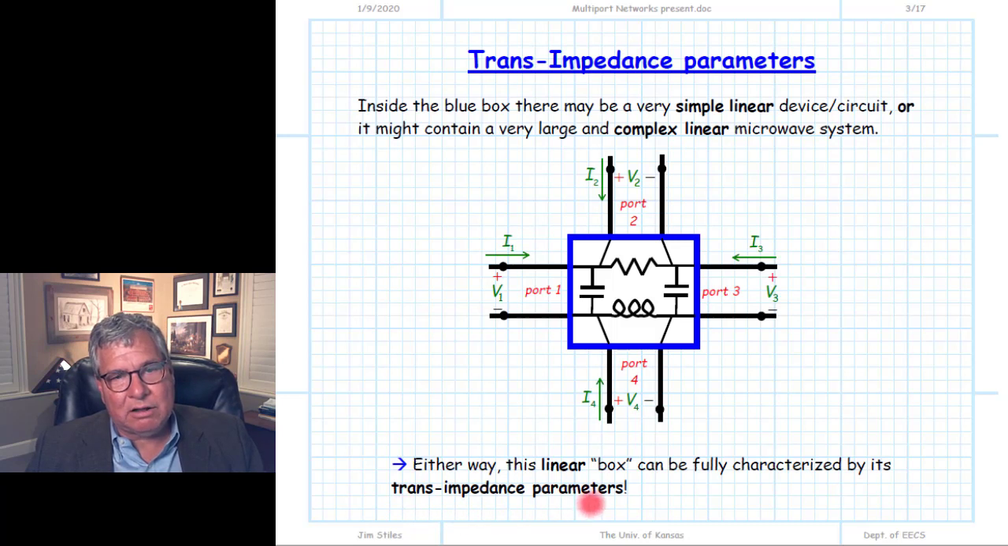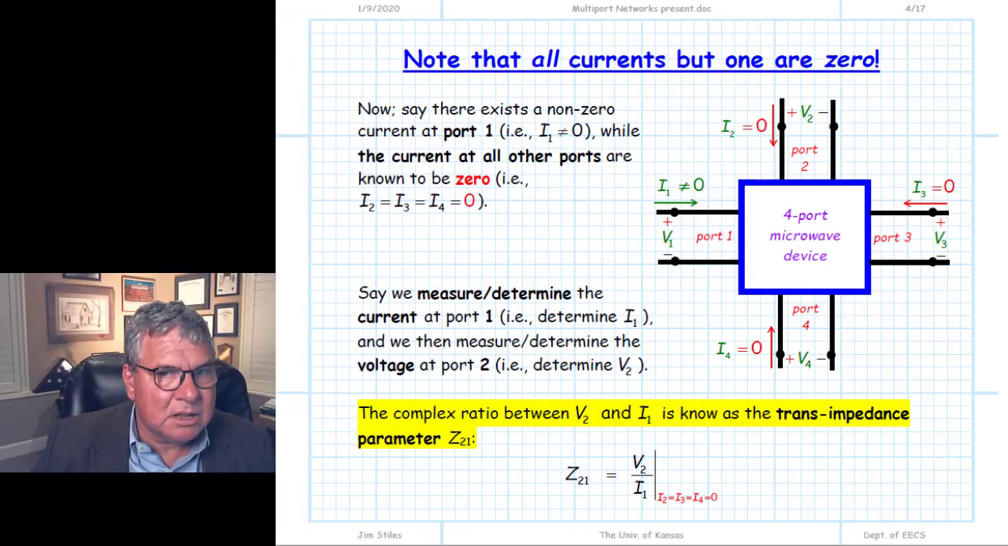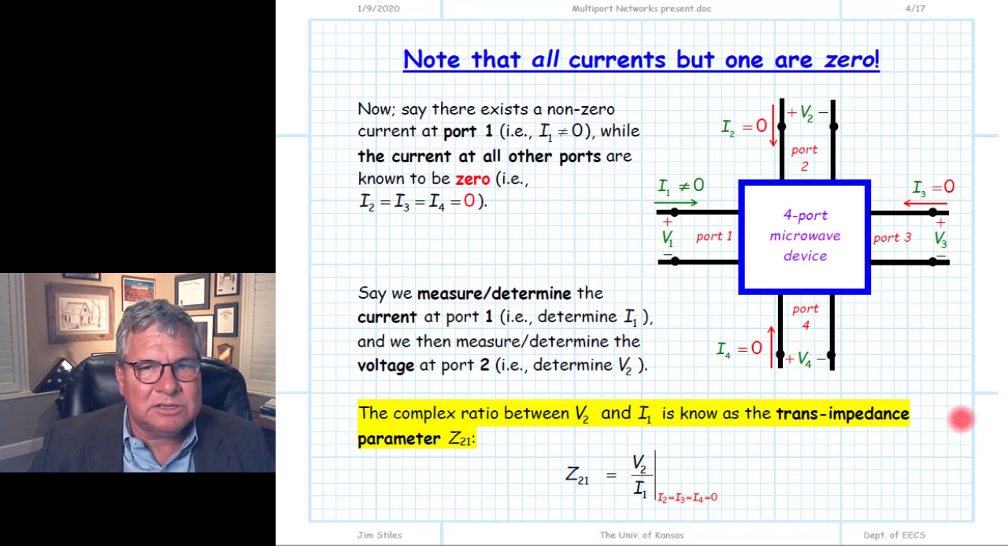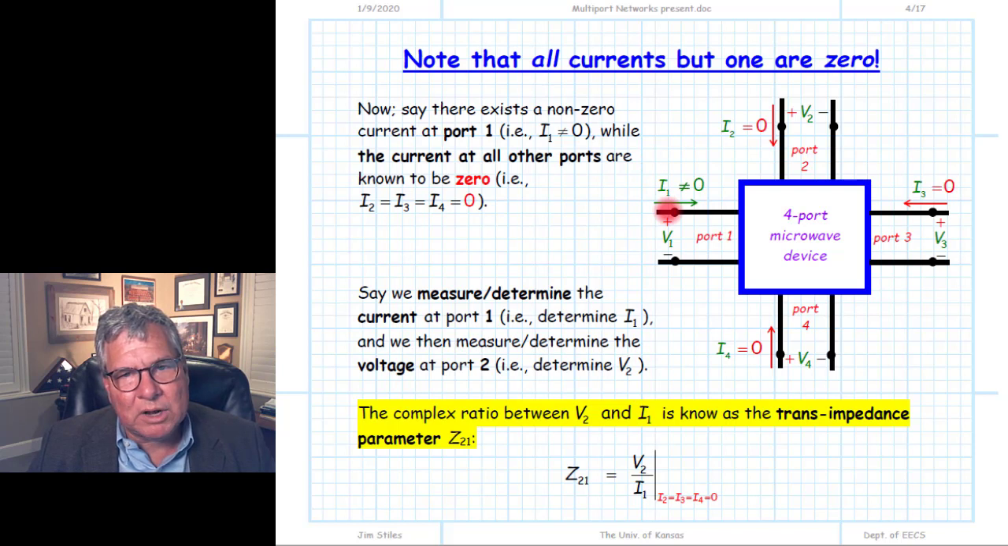Specifically, we're going to find all of the trans-impedance parameters that characterize it, in a way similar to what an input impedance would characterize a single port device. So to determine the trans-impedance parameters, we first have to consider a case where the currents into our multiport device are all zero except for one. There's just one non-zero current flowing into our multiport device, and that's shown here. In this case, we have an example where the first current I1 is non-zero, while the remainder of the currents, I2, I3, and I4, are equal to zero.